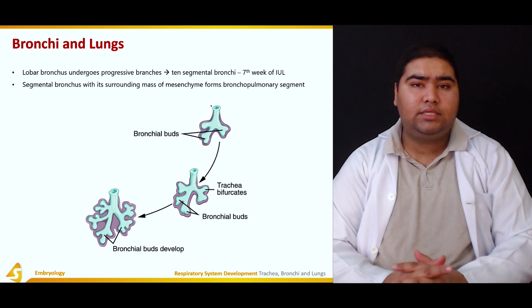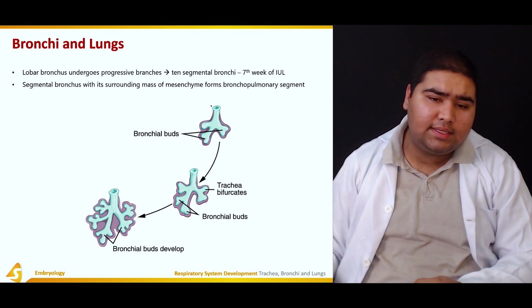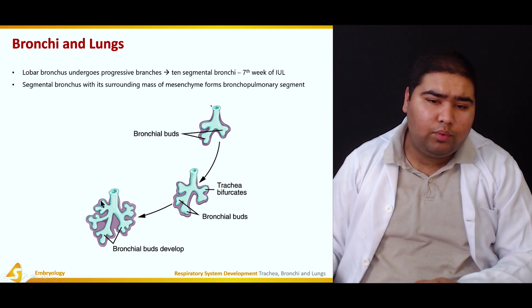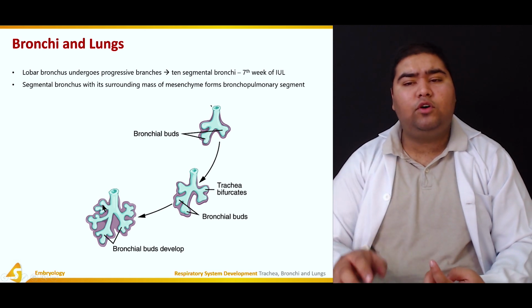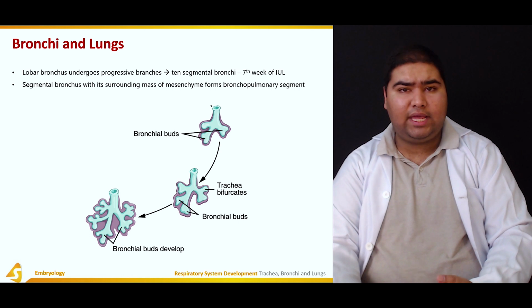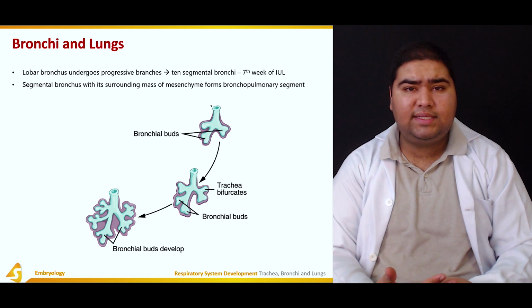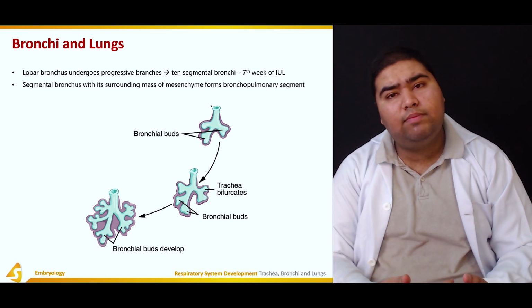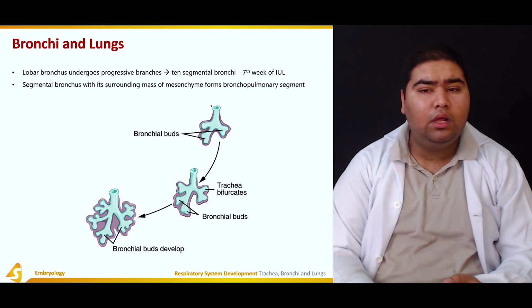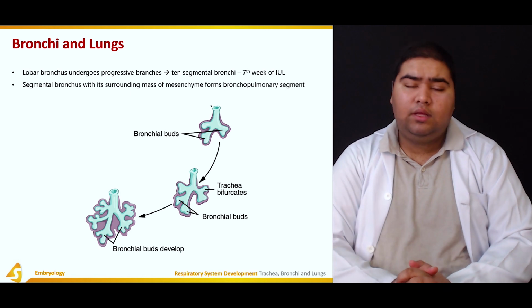So this segmental bronchus with its surrounding mass of mesenchymal tissue, in purple or gray, whatever you may call it, forms the bronchopulmonary segment. So, what is a bronchopulmonary segment? A bronchopulmonary segment is a segmental bronchus with its surrounding mass of mesenchymal tissue. Now, let's recap.